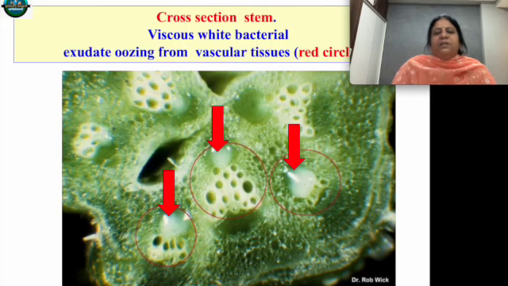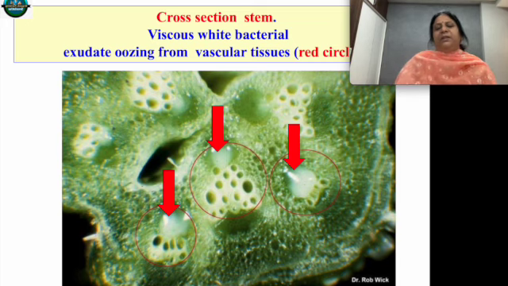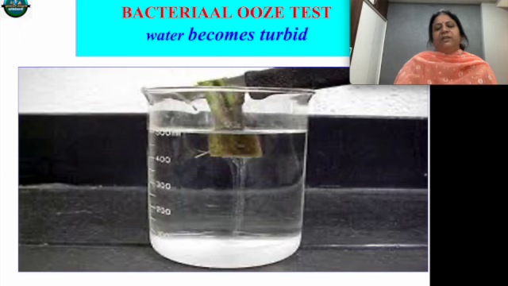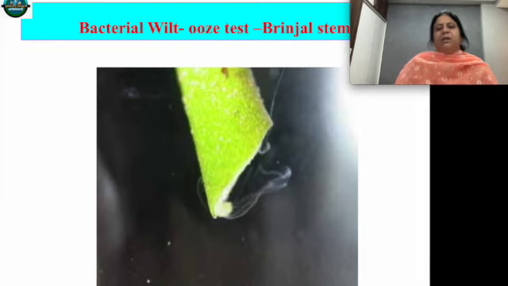Cross section of stem, viscous white bacterial exudate oozing from vascular tissues. You can see in the red circles. This symptom can be observed with a simple lens. Cut the stem and observe the oozing with the naked eye also. Water becomes turbid if it is dipped in the water. This is the ooze test for the bacterial wilt.